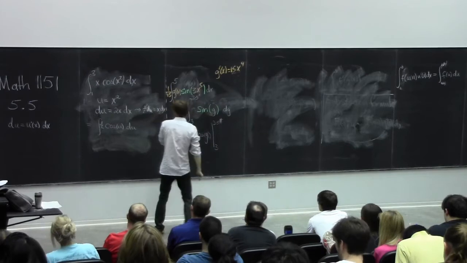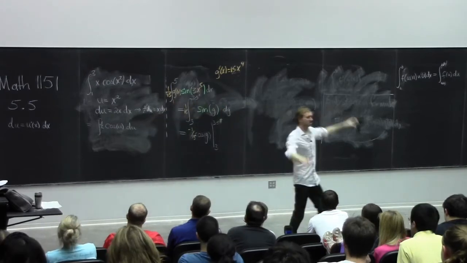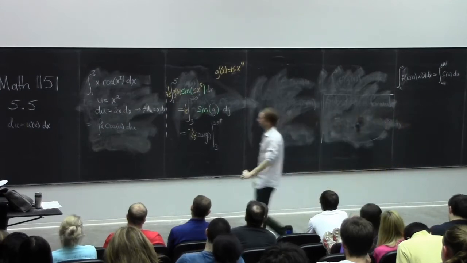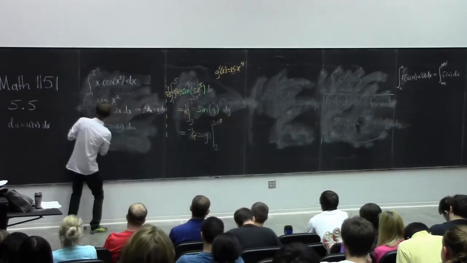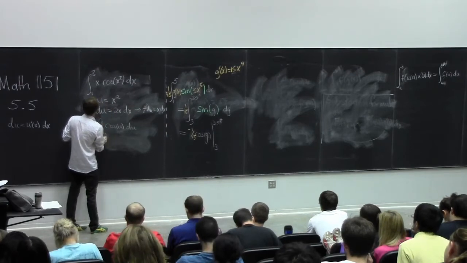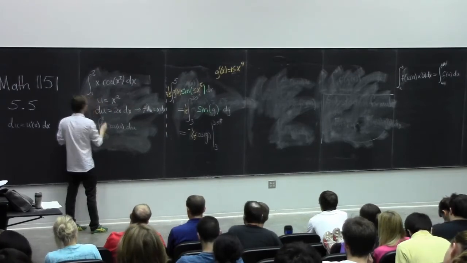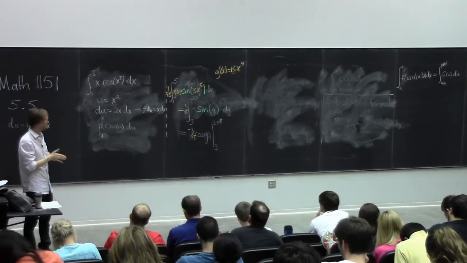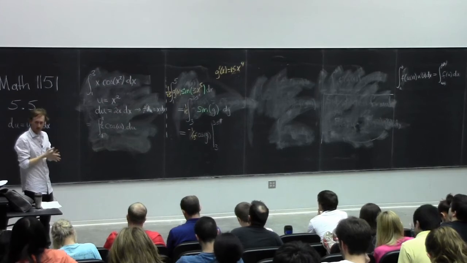And then what else do we need? We need to do one more thing. We need to change the limits of integration, right? You have to do that. Well, you don't have to, but you run the risk of getting the problem wrong. So this is going to be 1, and then this is going to be 9 here. Is that okay?